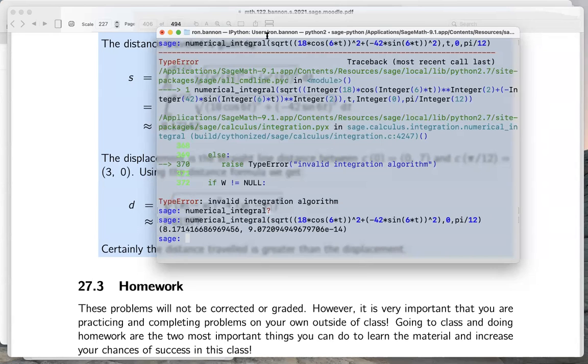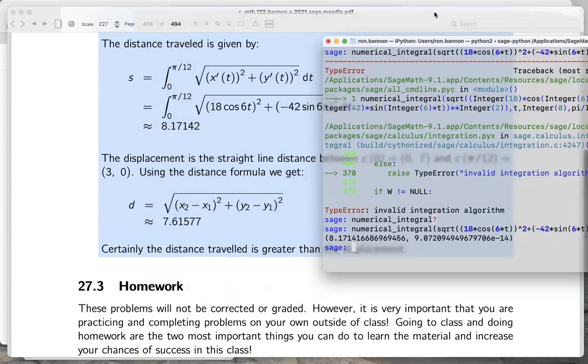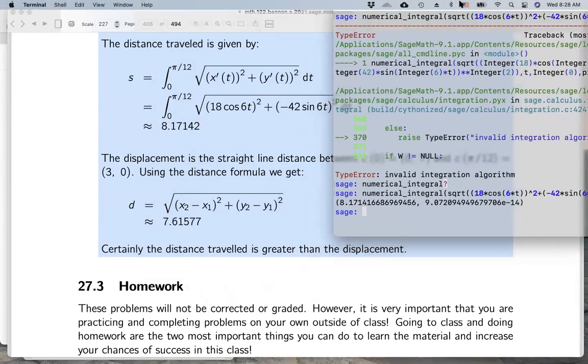There it is. All right. So someone says, why couldn't you remember that? I don't use Sage all that often, to be honest with you. I really don't. But we're getting the correct number.